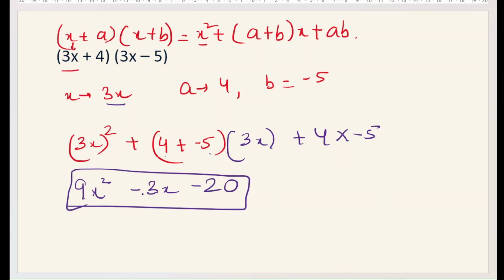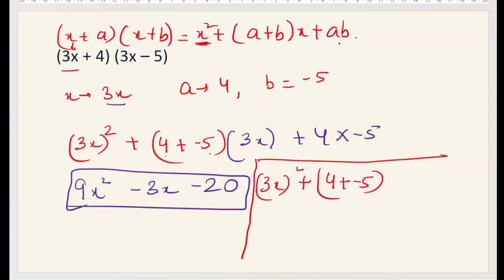Now, what mistakes do students do? They do a blunder. What blunder? They write it like this: first term square, 3x square, plus (a plus b), so they write 4 plus minus 5 into x. Into x, they directly write x over here, plus a into b. So, this is a very big mistake students do. This x means the value of x which is given here. X is 3x, so you have to write 3x. Do not write x over here. This will be wrong. So, be careful while doing this.